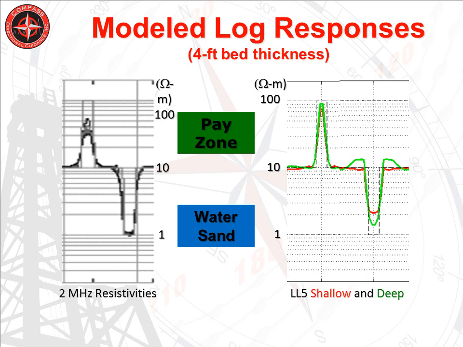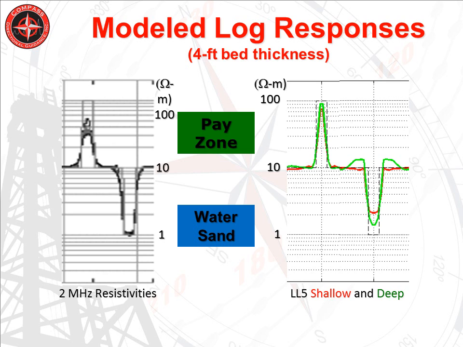This slide shows a model log comparison of the resistive and conductive 4-foot thin bed responses for the dual LL5 resistivity tool and a very generic 2 MHz propagation resistivity tool. In the conductive water sand, the propagation resistivity tool does a better job of reading the conductive bed. In the more important resistive pay zone, both LL5 curves do a better job of reading the bed resistivity.